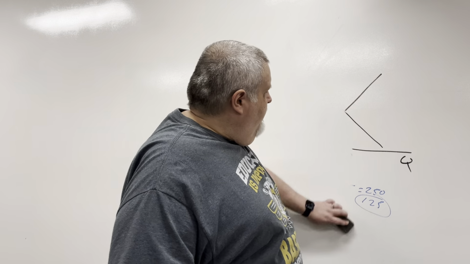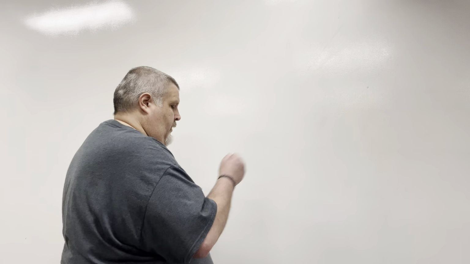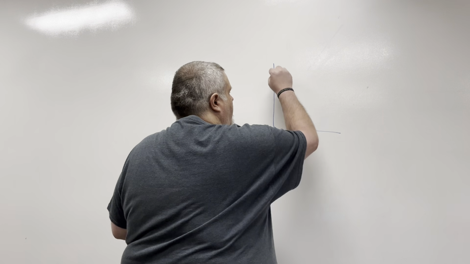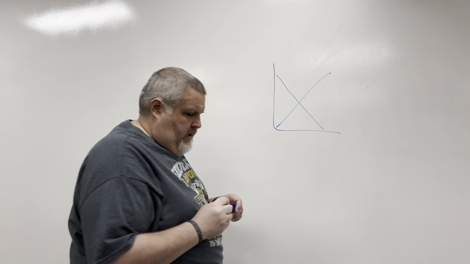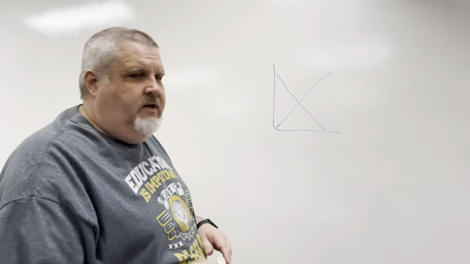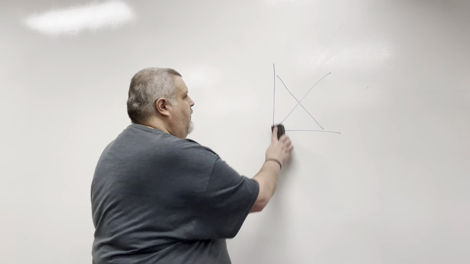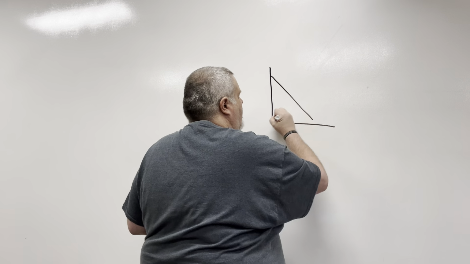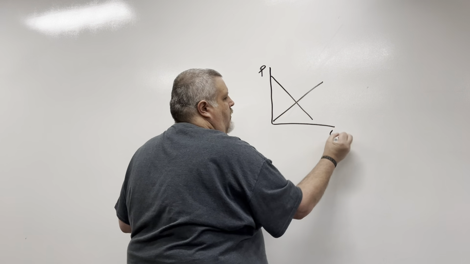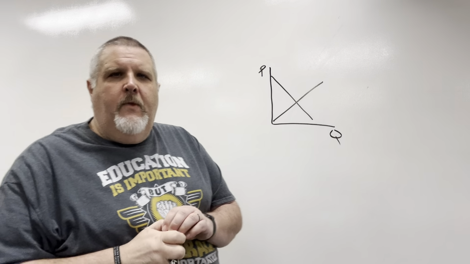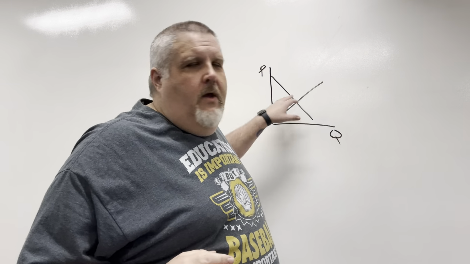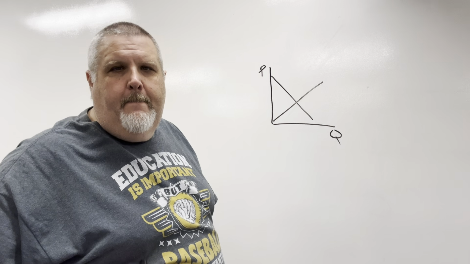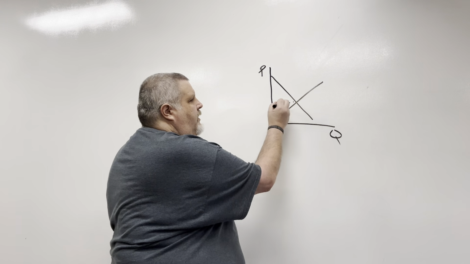Now, next thing with equilibrium is what happens if the government gets involved, okay? So we are right there. That blue marker is not working so well, so I'm going to go back over to the black one. So we're here, right? We have our price, we have our quantity, we've got our equilibrium.